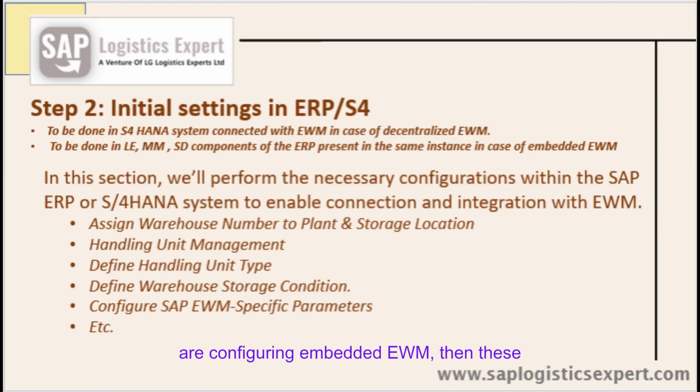If we are configuring embedded EWM, then these settings need to be done on LE, MM, or SD components of the ERP present in the same instance. Below configurations are executed under this configuration: assign warehouse number to plant and storage location, handling unit management, define handling unit type, define warehouse storage condition, configure SAP EWM specific parameters, assign warehouse number to EWM warehouse number, etc.